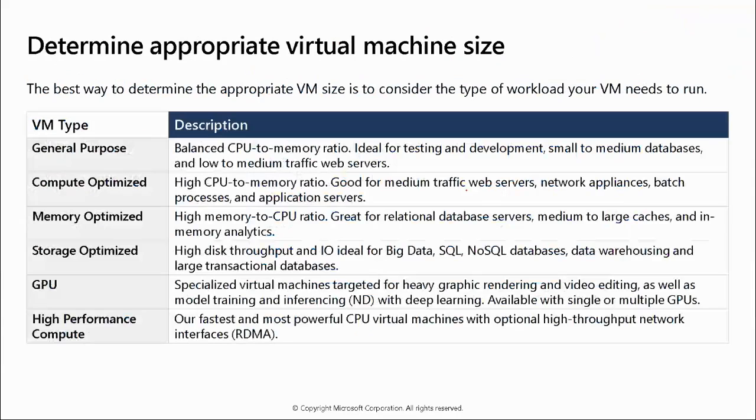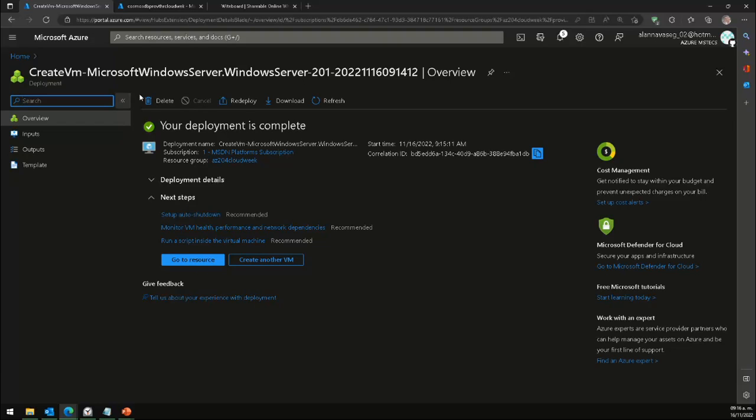Now, when talking about the size, guys, you will have from 2 gigabytes of RAM up to 600 gigabytes, almost a terabyte of RAM. But that is for really heavy workloads, okay? Not for all the machines. And of course, it has a higher price. If I open this, I can see that the deployment is complete. I can go to the resource.